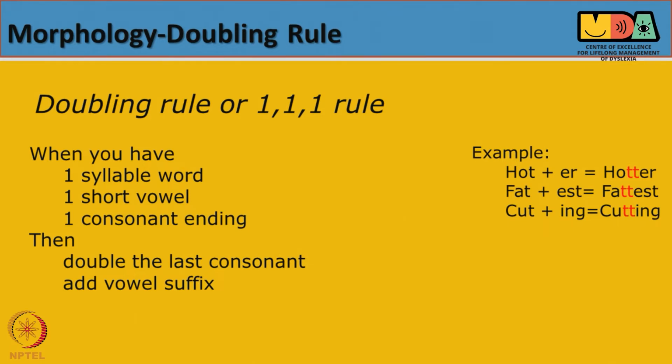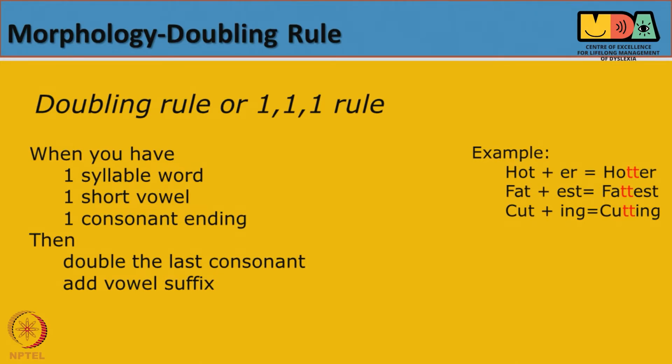Now, in order to add, I will see if this word hot falls into my rules. Is it a single syllable word? Yes. Does it have one vowel? Yes. Does it end in a single consonant? Yes. Then, to add ER to it, I am just going to double the last consonant and spell it as HOTTER. Right, let us look into another example, fat.